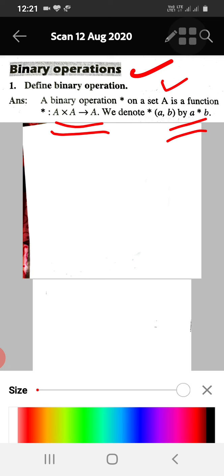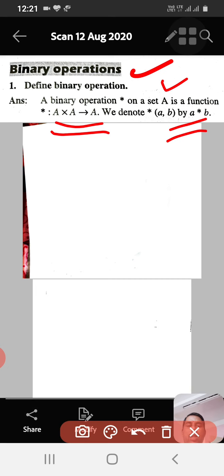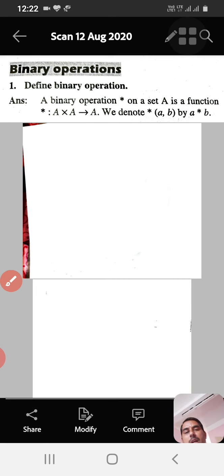So the star is any operation defined on a set A. A binary operation is a function from A cross A, the Cartesian product, to set A, and we denote this as A star B. Let us understand this by taking an example.